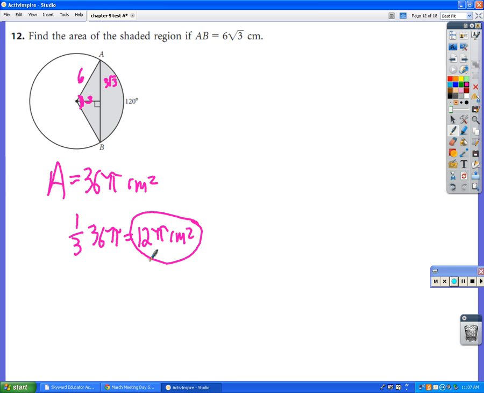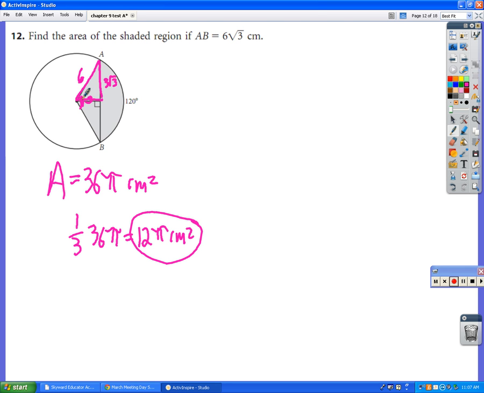How did you get 6? How did you even get 36 pi almost? Okay, so let's step back a little bit. So you understand this whole thing is 6 root 3, right? So that means this is going to be 3 root 3. So this right here I know is a 30, 60, 90 triangle because this whole thing is 120. So half of it will be 60.